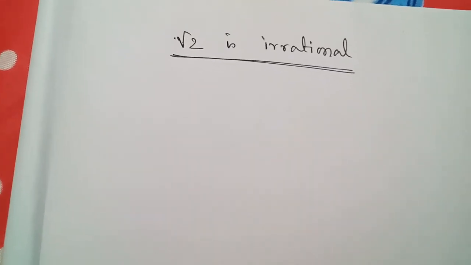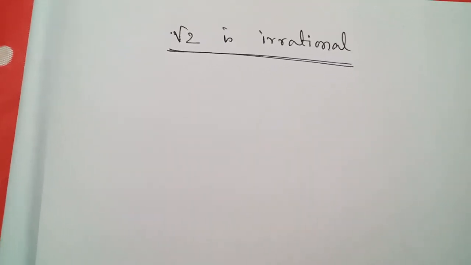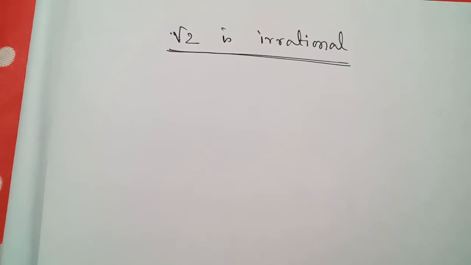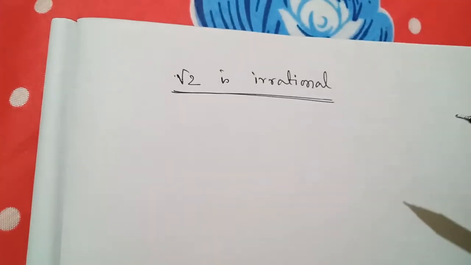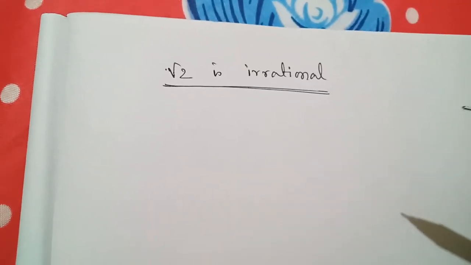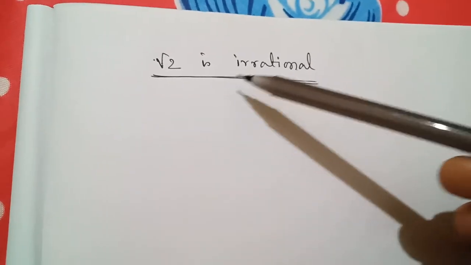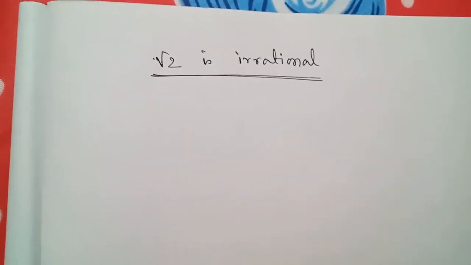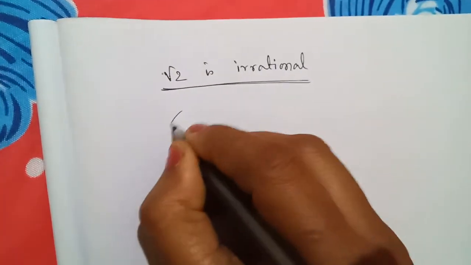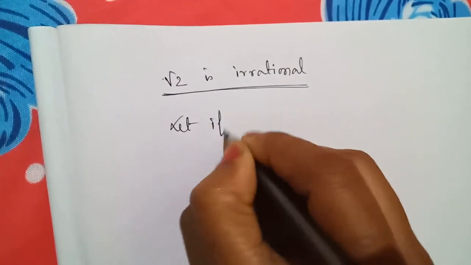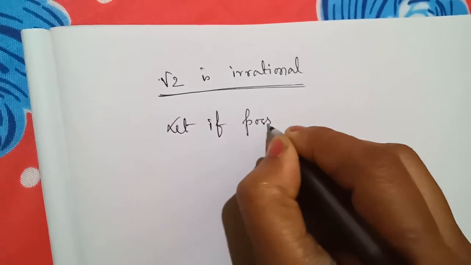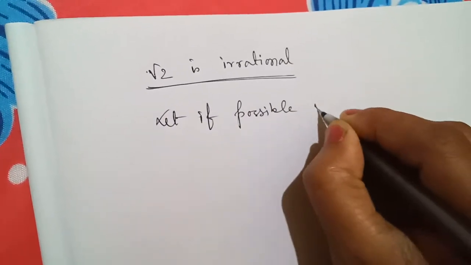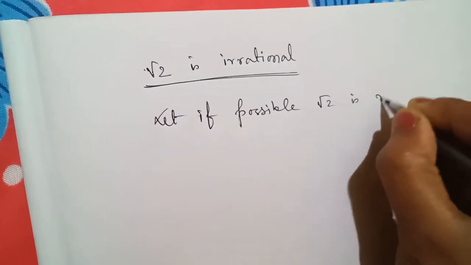Taking the opposite assumption, if we are led to a contradiction, that means our assumption will be proved wrong and we can write the right, the correct one. Okay, so let it be possible that root 2 is rational.